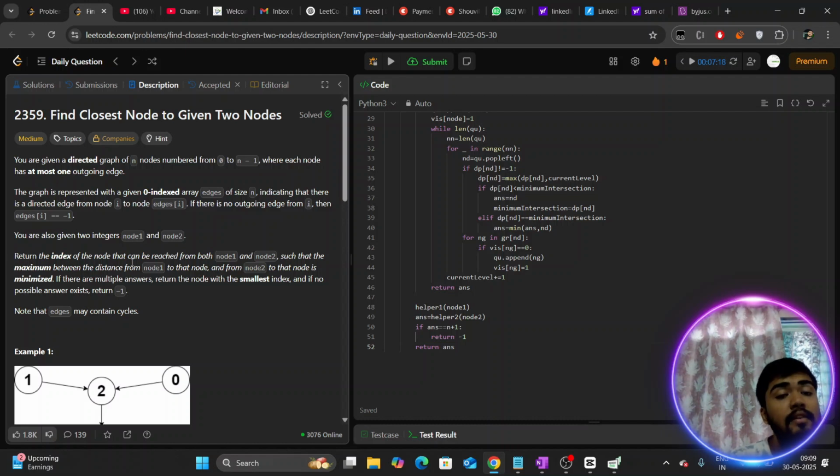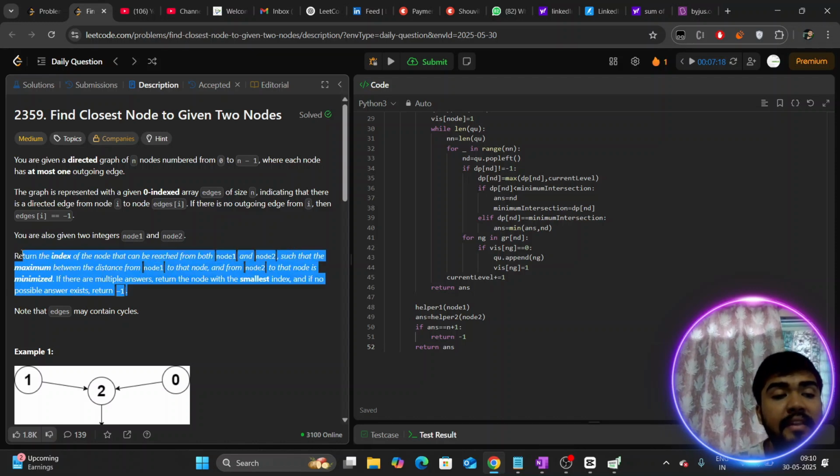Now return the index of the node that can be reached from both node 1 and node 2, such that the maximum between the distance of node 1 to that node and node 2 to that node is minimized. I think it is a little bit complex, but I will give you a note explanation for sure. If there are multiple answers, return the node with the smallest index. If no possible answer exists, then return -1. Note that edges may contain cycles. That is the point they have asked us to note.